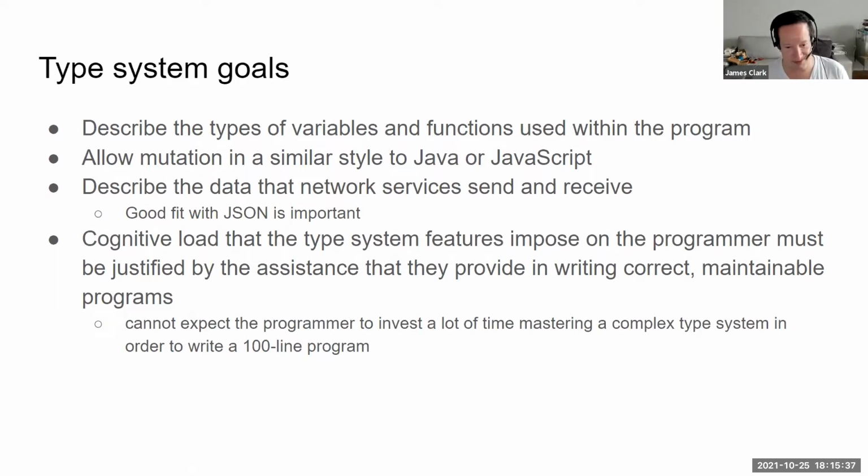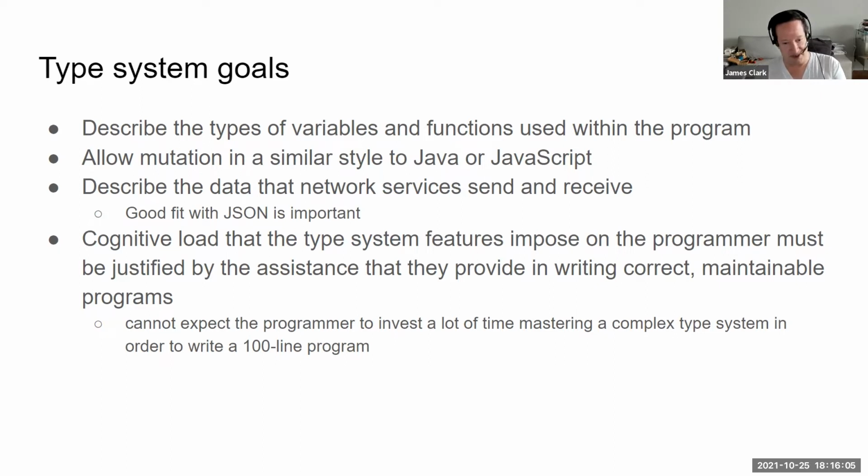So what are we trying to achieve with the type system? Well, we're trying to do what a regular type system does. We want to describe the types of variables and functions used within the program. And our familiarity goal requires that we support mutation in a similar way to Java or JavaScript. So we can't have ML style notation where it's explicit. You just basically want to mutate things pretty freely in the same way you do in Java and JavaScript.